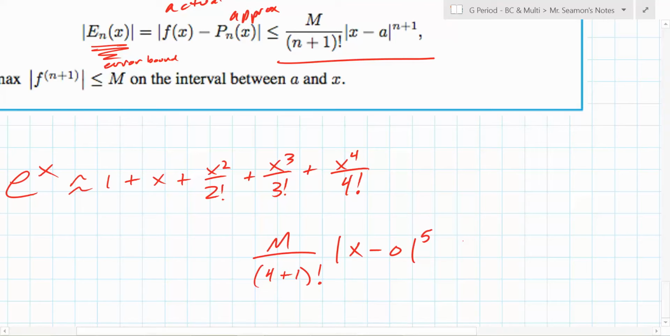So, what are we going to do? Here's this. Oh, I didn't clip it in. Sorry. Give a bound on the error when e to the x is approximated by its fourth degree polynomial about 0. About 0. Okay, this is not bad.